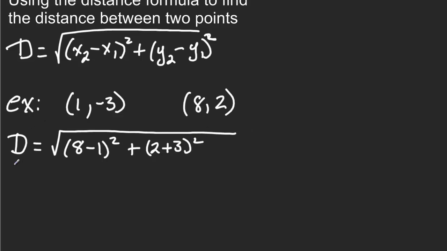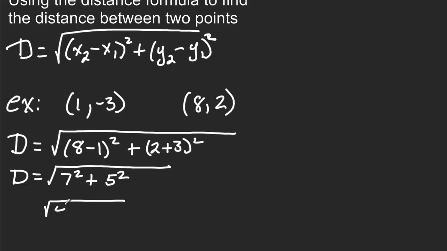Okay? And then simplify. And this would be 7 squared plus 5 squared. And that would be the square root of 49 plus 25, which equals the square root of 74. Is it 74? Yes, square root of 74.